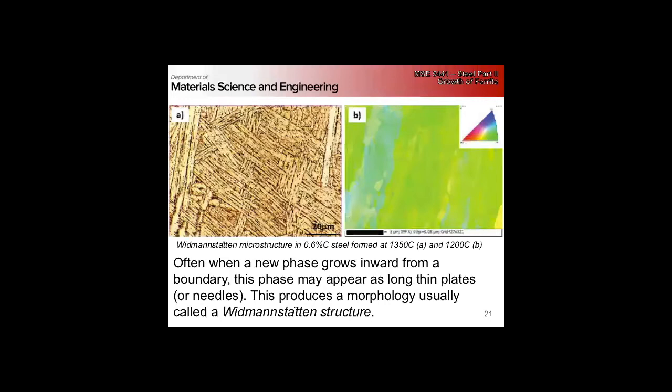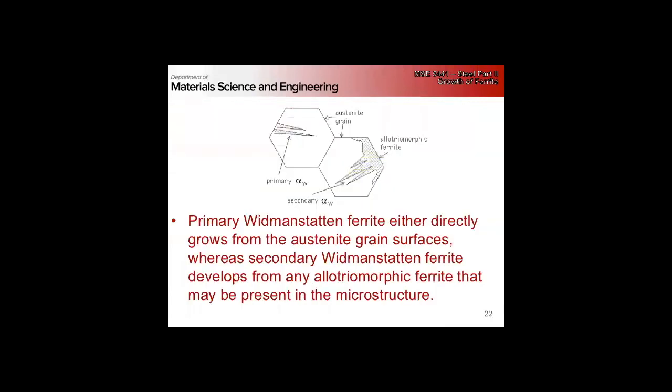Okay. So then Widmanstätten ferrite comes in from the grain boundary. We can think about primary Widmanstätten or secondary Widmanstätten, depending on whether we're growing from a prior austenite grain boundary directly, or whether we're growing from existing allotriomorphic ferrite. Remember, this is displacive. This was the first displacive mechanism that we talked about. So there's a shear associated with it.